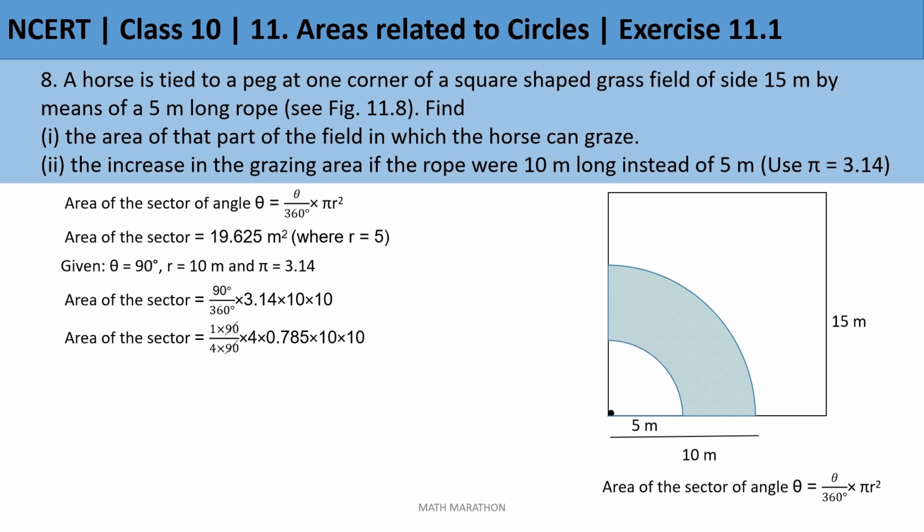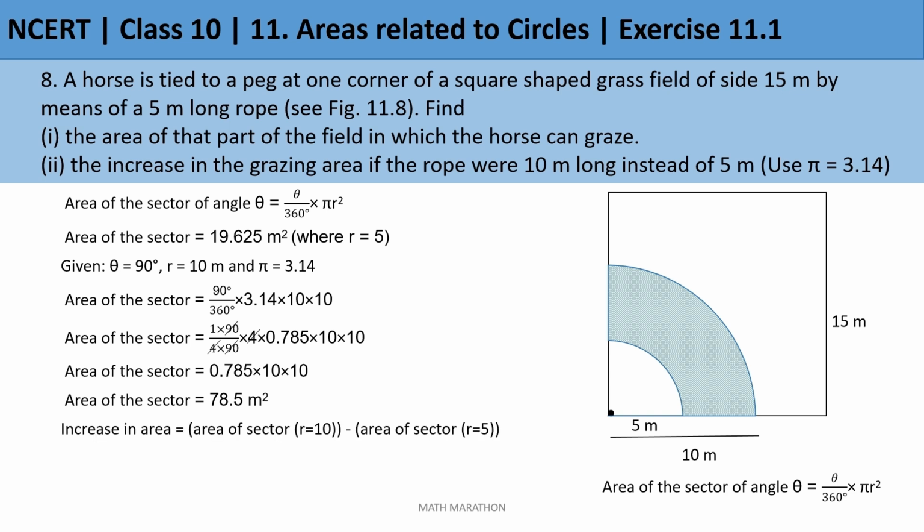In numerator and denominator, we have 90. We can cancel out 90. In numerator and denominator, we have 4. We can cancel out 4. Area of a sector is equal to 0.785 multiplied by 10 multiplied by 10. Area of a sector is equal to 78.5 meter square.